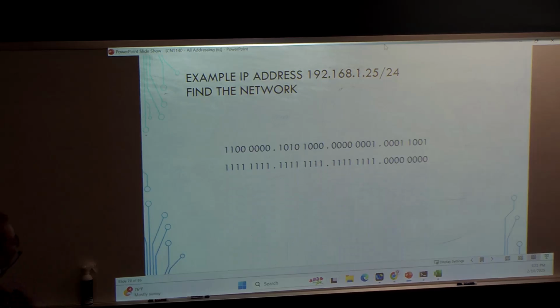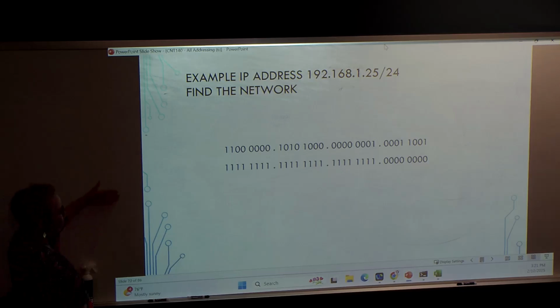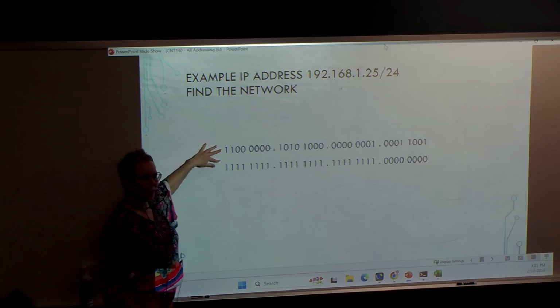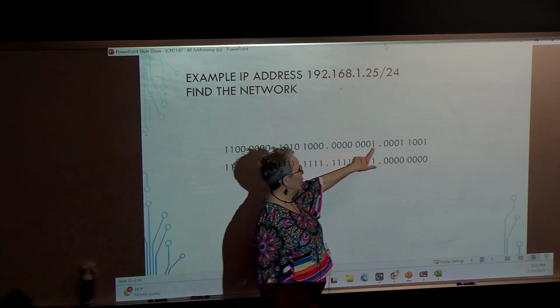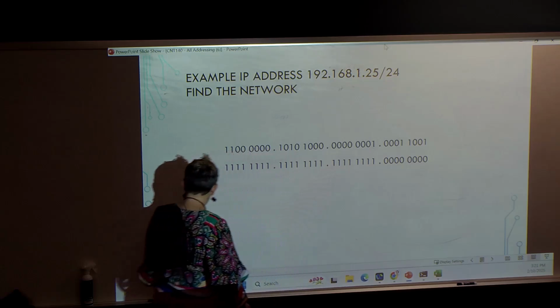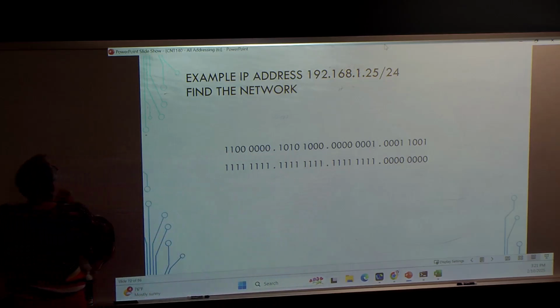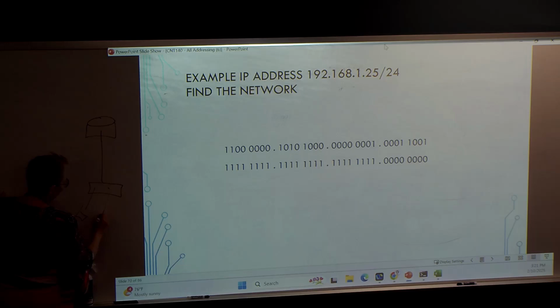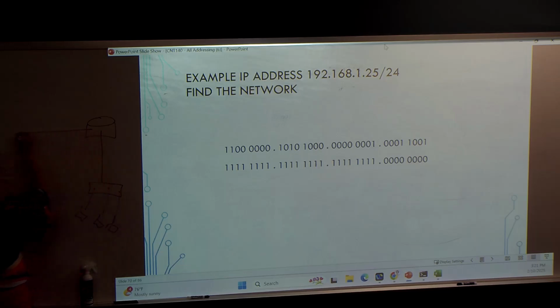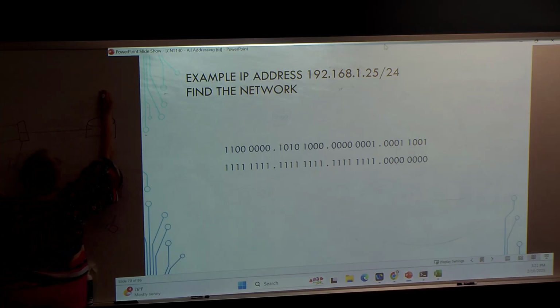So we should all have something that looks like this, right? 192.168.1.25. This is an IP address. So if we can imagine that we've got our network, maybe we've got a couple computers, and then maybe I've got another network. So we're going to fill all this in, and maybe I have another network.